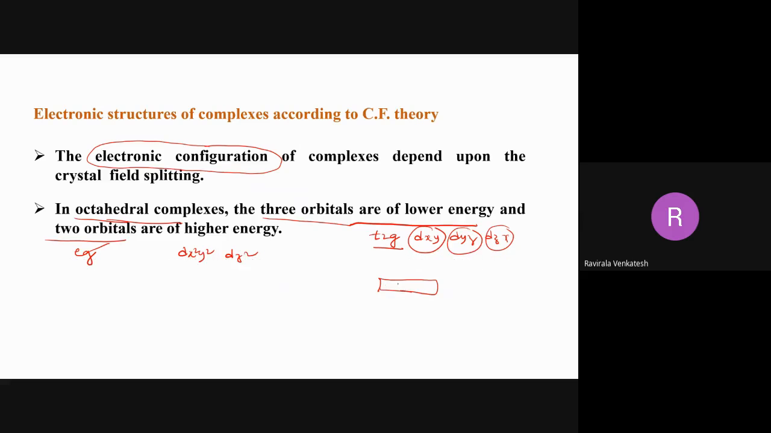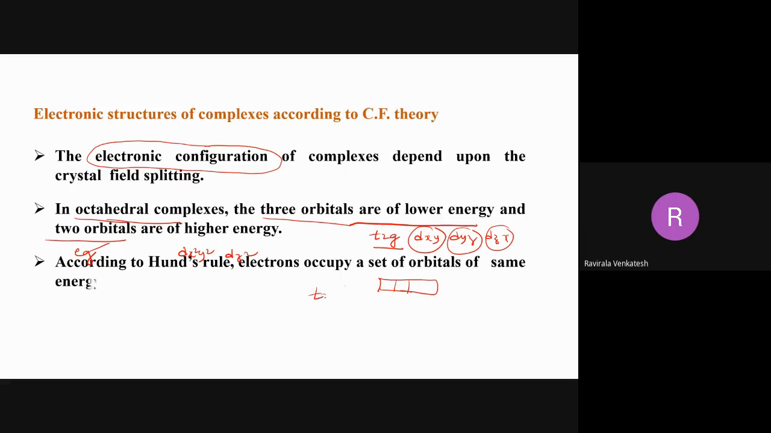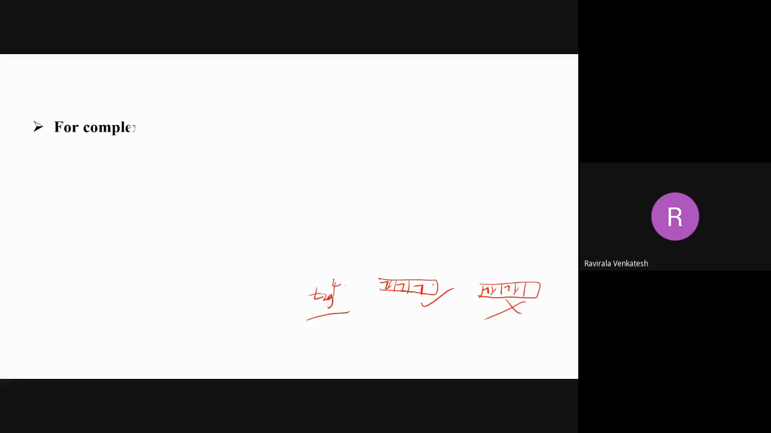For example, suppose you have four electrons to fill in the t2g. You fill them like this: 1, 2, 3. Now the fourth electron we have to fill. You can't fill it like this. It is not correct, this is the wrong way. Once you half fill, then only you have to pair the electron. This is what you should understand.